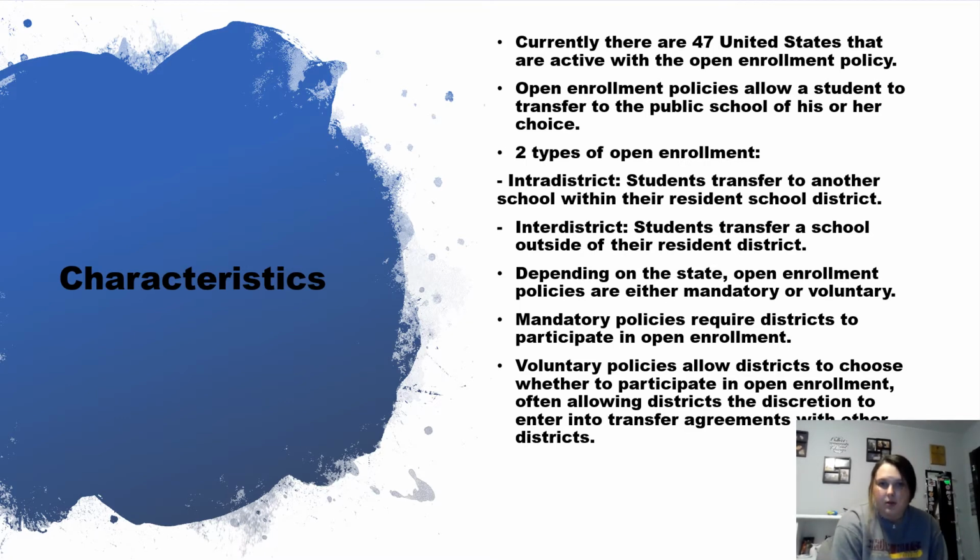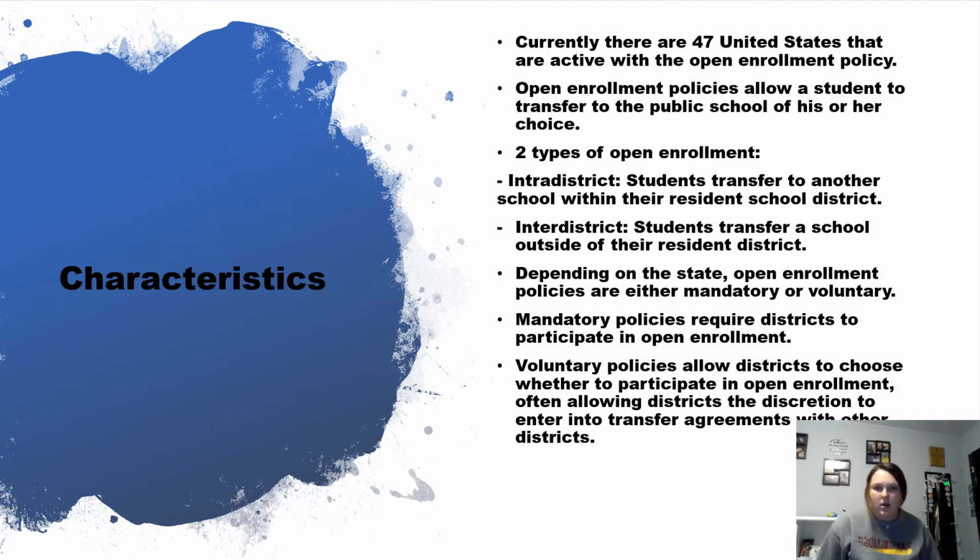There are two different types of open enrollment: intra-district and inter-district. The intra-district is when a student transfers to another school within their resident school district. So that means it's within where they are living and not out of their district. It's just another school that's in their district. Inter-district would be when a student transfers to a school outside of their resident district. So an example would be a student who goes to Wayne Community School open enrolling to like Leon or Sheraton or something like that, because those are both out of district and not in our county either.